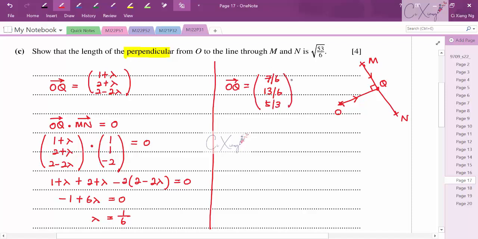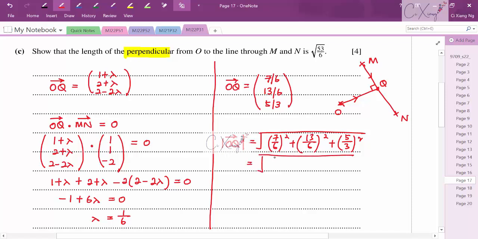Okay, so since I already know that Q has a position vector for this one, and therefore to get the perpendicular distance, I need to find the modulus of OQ. To find the modulus of OQ, it is actually the x squared plus y squared plus z squared. So by using calculator, we just try to expand everything.